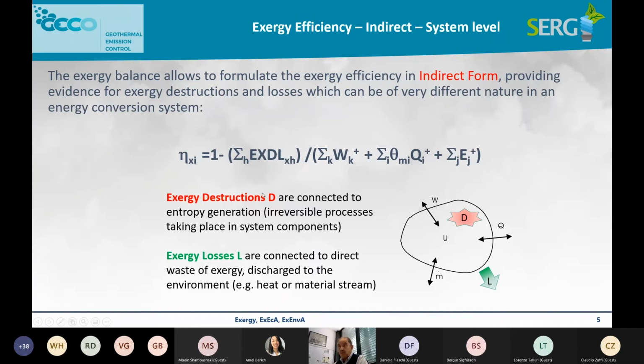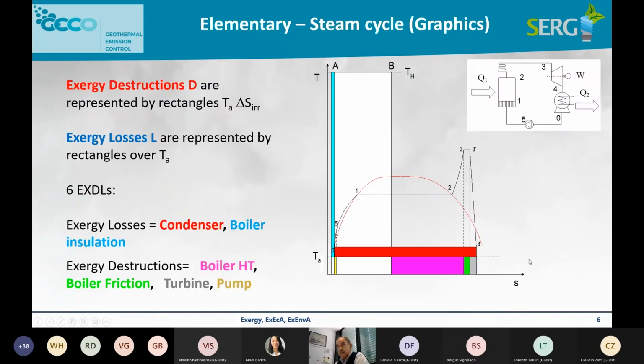And so here it is good to make clear what is the difference. Exergy destruction is connected to entropy generation, that is irreversible processes which are taking place in system components. They can interact also with the environment, internal or external irreversibilities, but anyway, it's a destruction. While an Exergy loss is a direct waste of Exergy, which means discharge of a stream of matter to the environment or of heat, for example, to the environment. This is a typical example, and we will see what it means in energy systems.